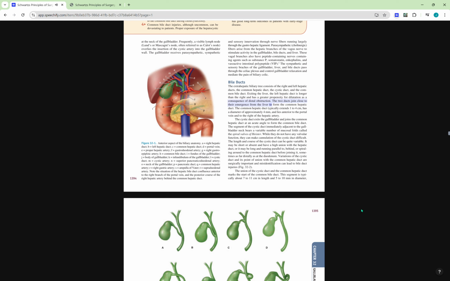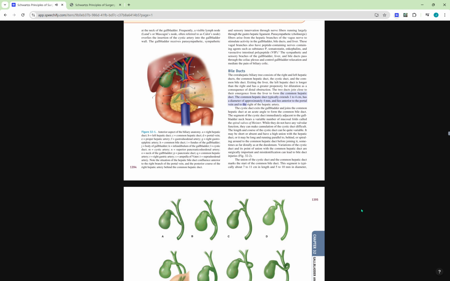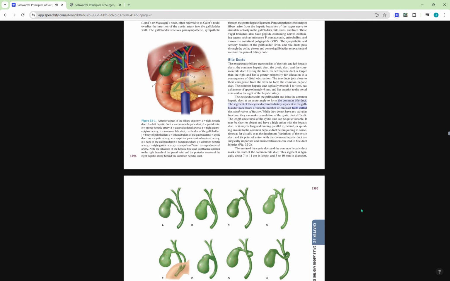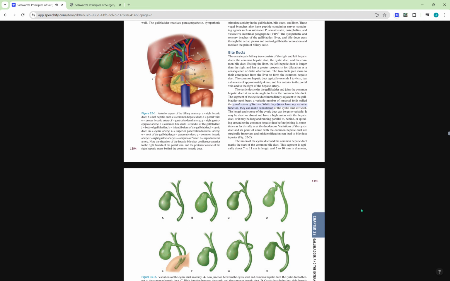The common hepatic duct typically extends 1 to 4 centimeters, has a diameter of approximately 4 mm, and lies anterior to the portal vein and to the right of the hepatic artery. The cystic duct exits the gallbladder and joins the common hepatic duct at an acute angle to form the common bile duct. The segment of the cystic duct immediately adjacent to the gallbladder neck bears a variable number of mucosal folds called the spiral valves of Heister. While they do not have any valvular function, they can make cannulation of the cystic duct difficult.